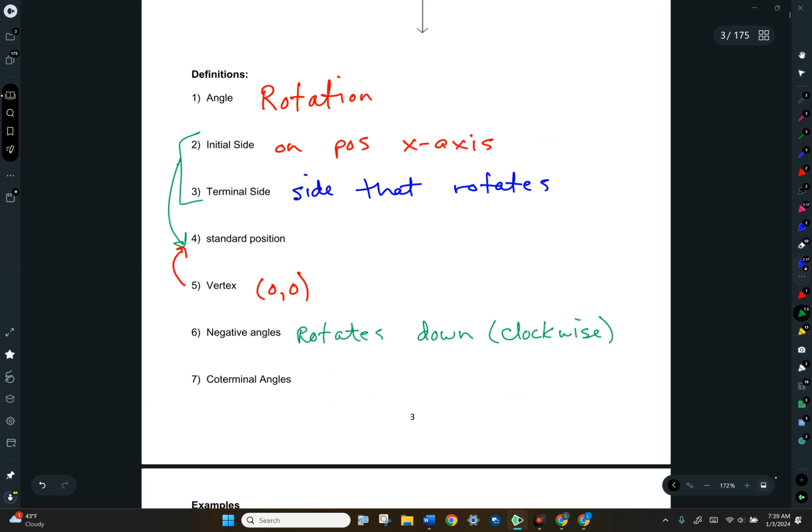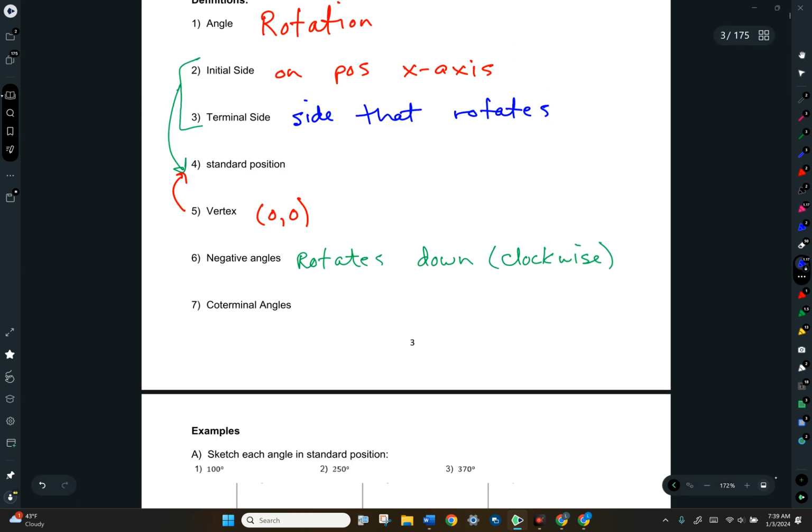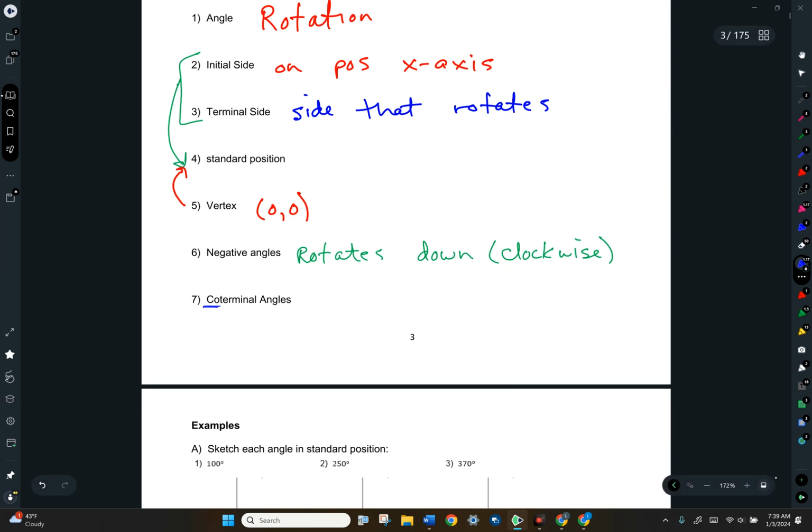Okay, one last definition before we move along to kind of drawing some of these, and that is coterminal angles. So let's break apart the word. Co means same. Terminal, well, we talked about that's the terminal side. So coterminal angles are angles that have the same terminal side. Same terminal side.